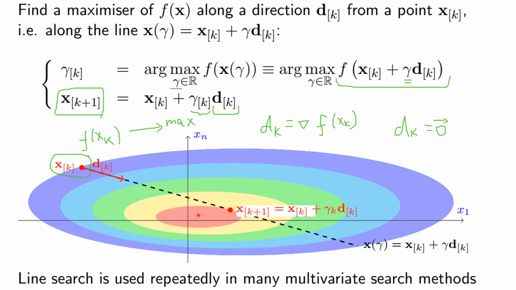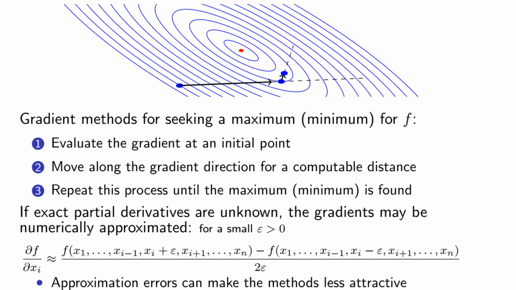So let's take a look at what we're doing when we try to find a maximum or minimum. The simple algorithm looks like this. At first, we find an initial point, which can be chosen randomly. Then we find the gradient at this point. We move along this gradient direction, and then we repeat the process until we reach a maximum or minimum.